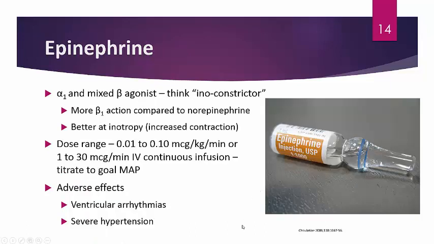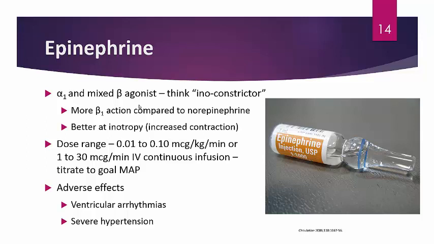The next agent we'll talk about is epinephrine. Like norepinephrine, it is also an alpha-1 and mixed beta agonist. Again, it's an inoconstrictor. However, with this agent, it's actually more ino than constrictor in most cases, because it does provide more beta-1 action compared to norepinephrine.